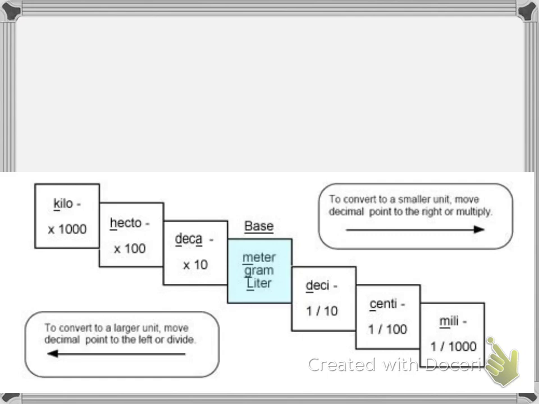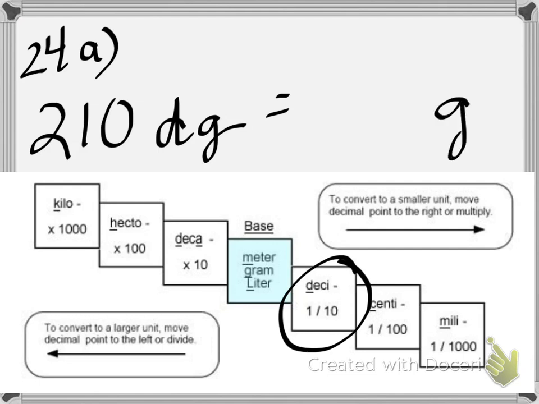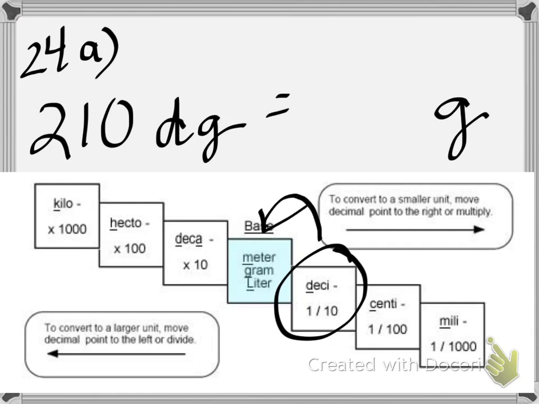Next, we're going to go ahead and take a look at page 12. On page 12, for instance, on 24A, we have 210, and that is DG, so that is going to be the decigrams. Remember, this would be DA, and we're changing that to grams. So we're moving from decigrams to grams. Grams is a base unit here. So decigrams to grams, we're moving one place to the left.